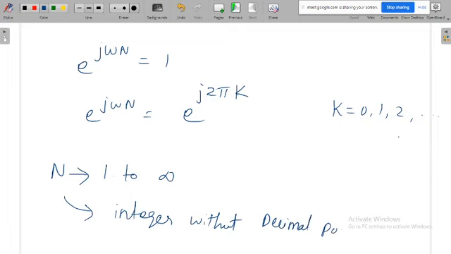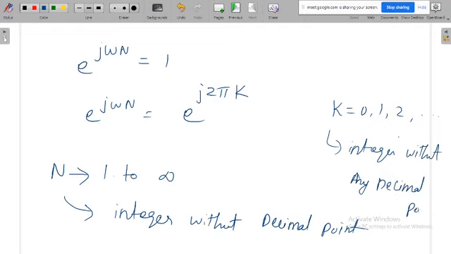But again you are introducing one more variable, that is k. This is also an integer, that too without any decimal point. So now, if the given sinusoidal signal has to be periodic, then it has to satisfy this condition.